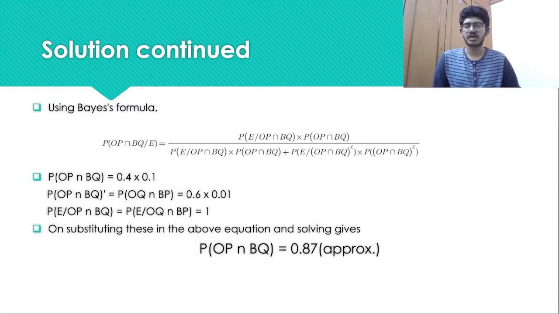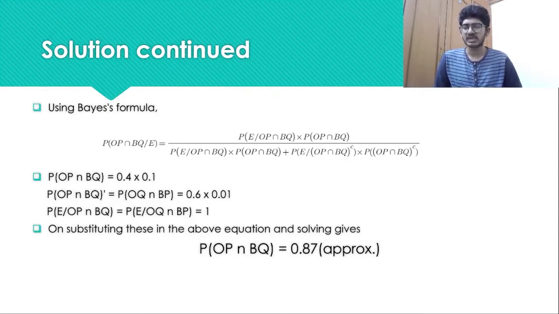Now using Bayes formula, we can write the probability of OP and BQ given E as probability of E given OP and BQ into probability of OP and BQ, divided by probability of E. And this expression here is the expansion of probability of E. Now the probability of OP and BQ is equal to 0.4 into 0.1. Why multiplication? Because OP and BQ are independent events. And the probability of the complement of OP and BQ is equal to probability of OQ and BP, because OQ and BP is the complement of OP and BQ. And that is equal to 0.6 into 0.01.